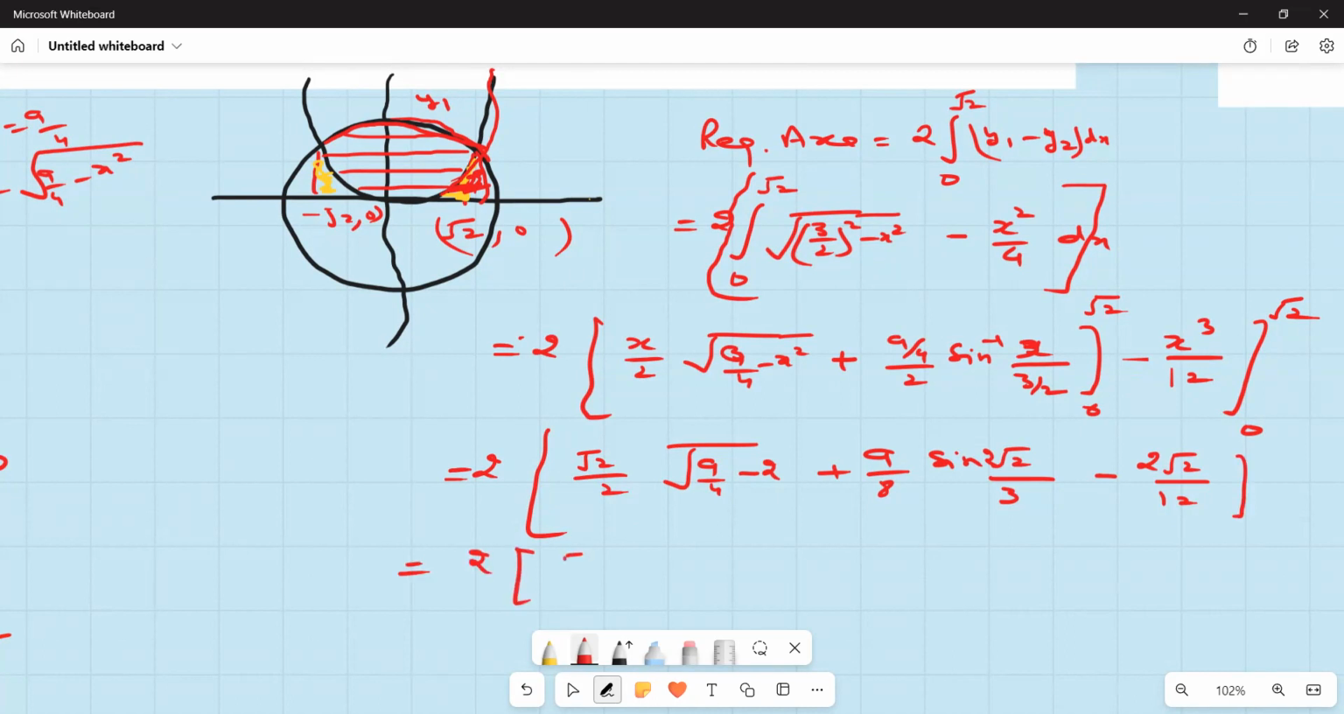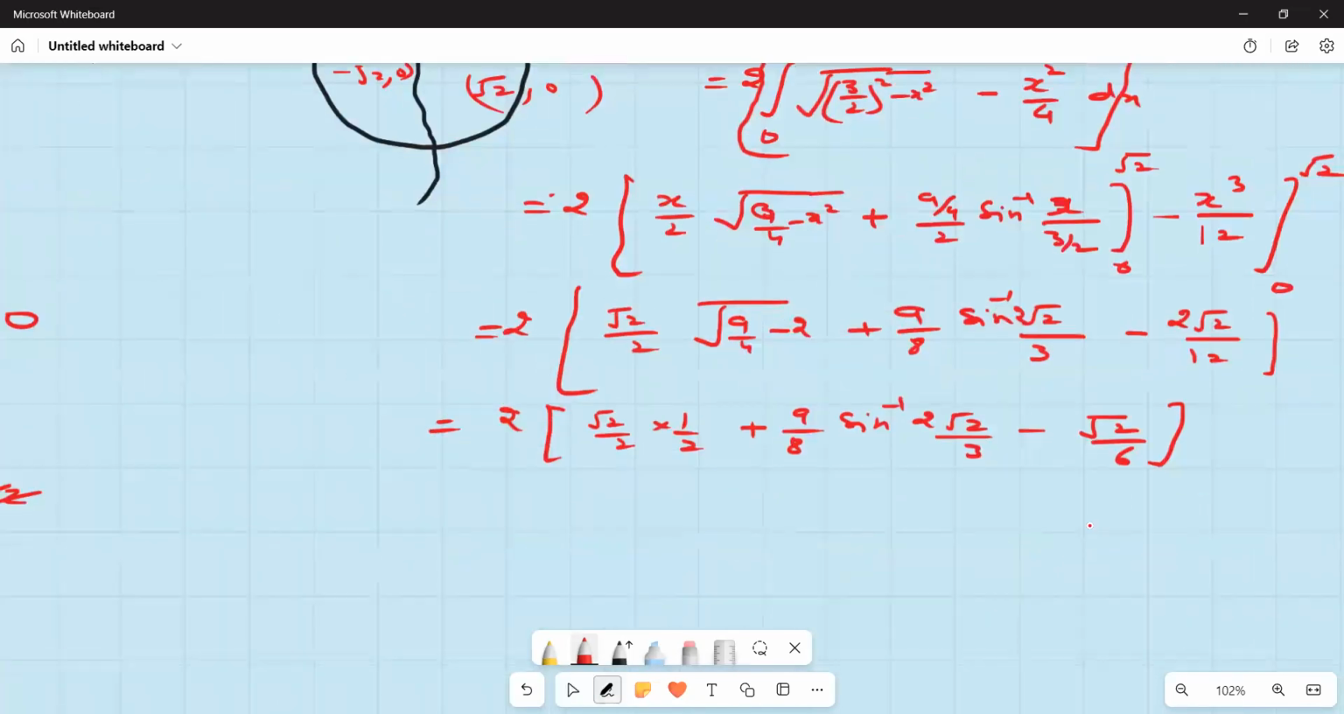So I am getting 2 outside. So this is root 2 by 2. Inside it is 9 minus 8, 1. 1 by 4 is 1 by 2, right? Plus 9 by 8 sine inverse 2 root 2 by 3 minus root 2 by 6. So this is root 2 by 4 and root 2 by 6. So root 2 by 4 plus root 2 by 6. So 12 is the LCM. So if I solve this, this is going to give me 3 root 2 plus 2 root 2, sorry.